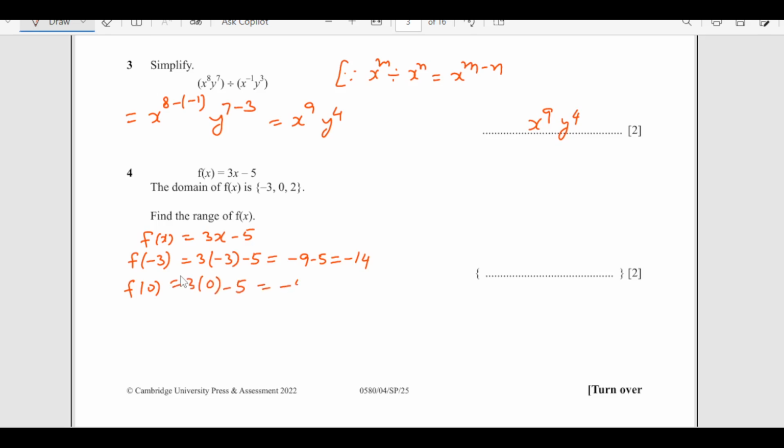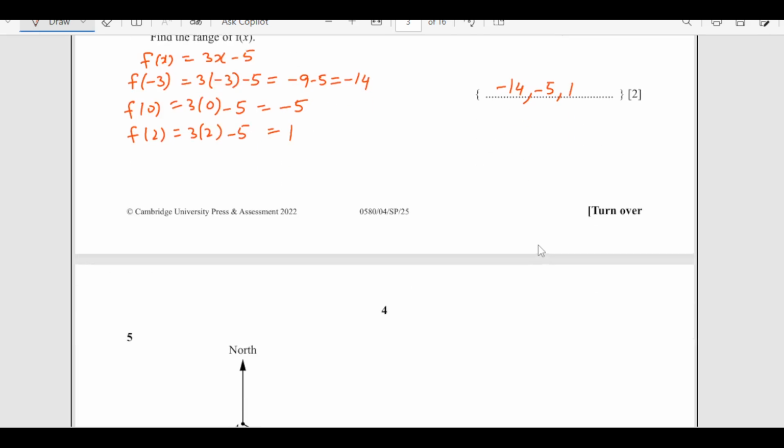So this is going to be minus 5. Then f2 is going to be 3 into 2 minus 5. So 6 minus 5, it's 1. So we have the values -14, -5 and 1. These are the values of the range, right?